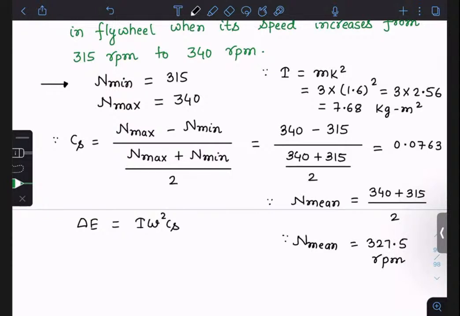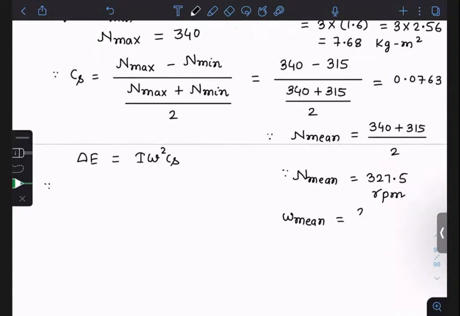Now see what we can do here. So here omega mean is required, right? 2 pi N by 60, this we are getting, my dear, 34.27.